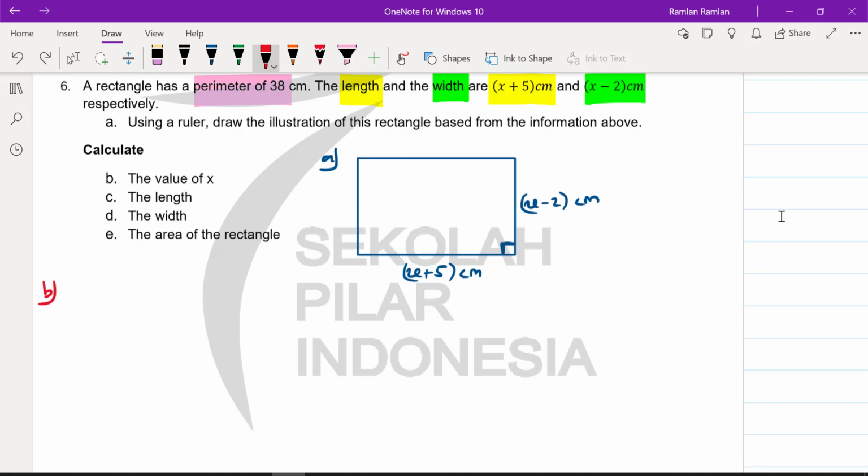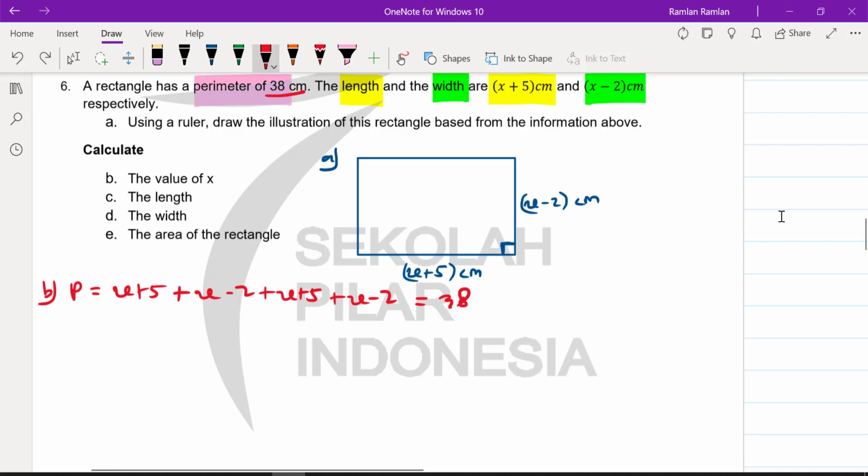Now write that here. The perimeter equals x plus 5, and then plus this one, x minus 2. And then this one, since this is also the length, is also x plus 5, right? So I'm going to write down x plus 5 again. And the last one is this one, because this is also the width, so this is also going to be x minus 2, because this is a rectangle. And that will be equal to 38, because we know that the perimeter is 38.